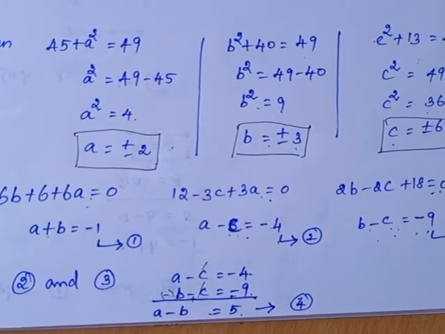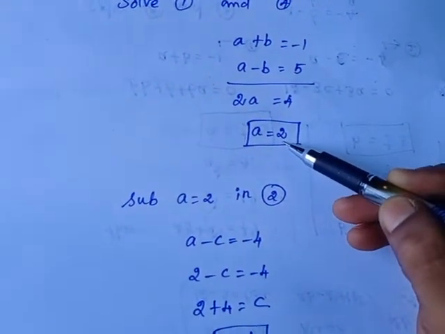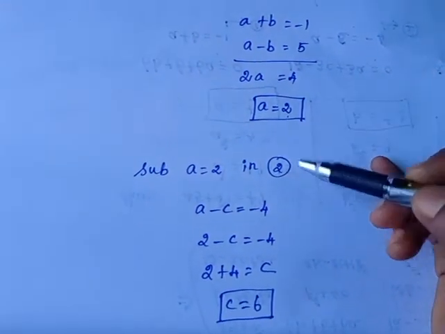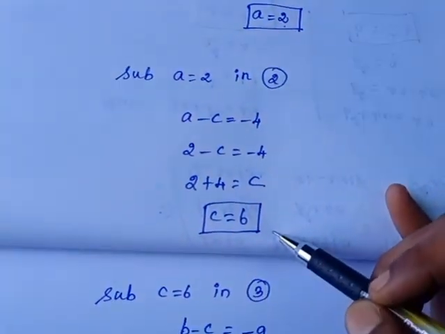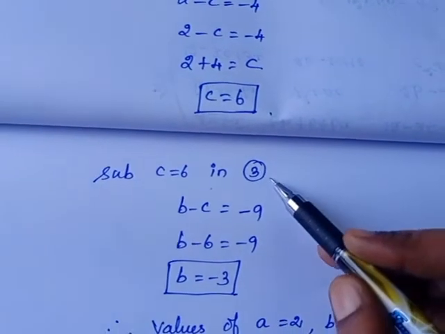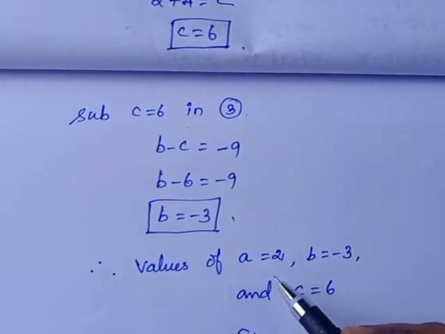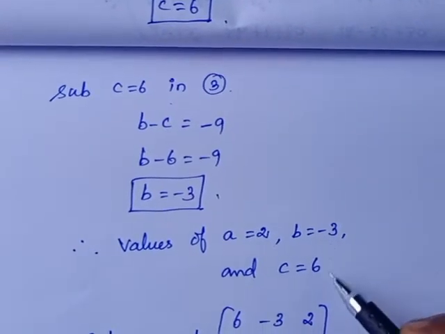Next, solve the first and fourth equations. We get A equal to 2. We substitute this answer in the second equation and we get the C value as 6. Substituting the C value in the third equation, we get B equal to minus 3. So the values of A, B, C are 2, minus 3, 6.